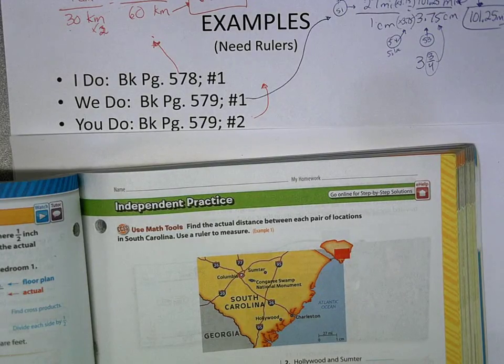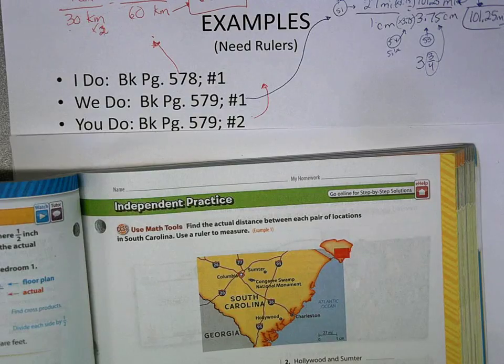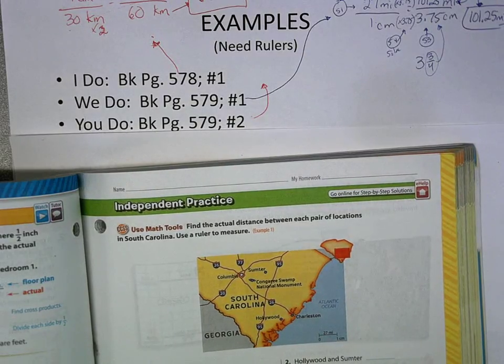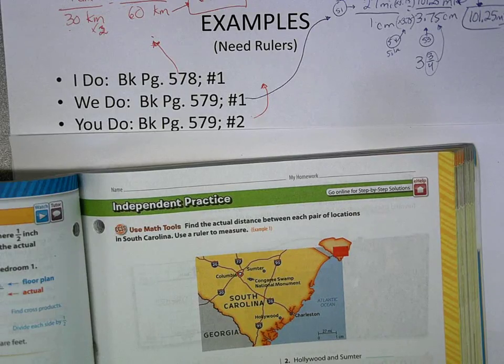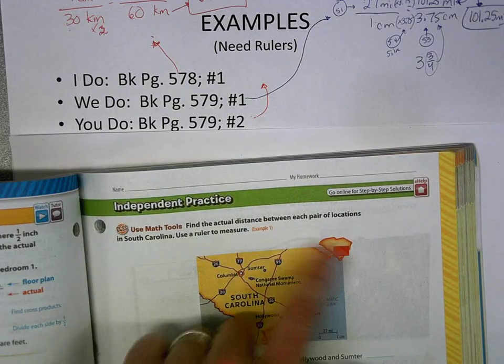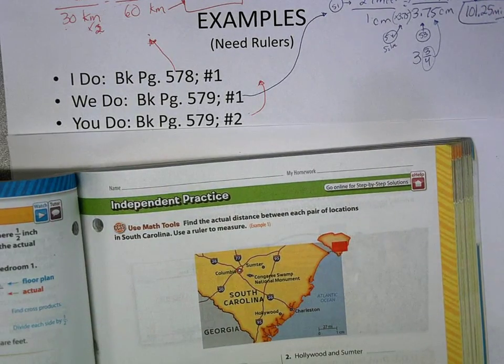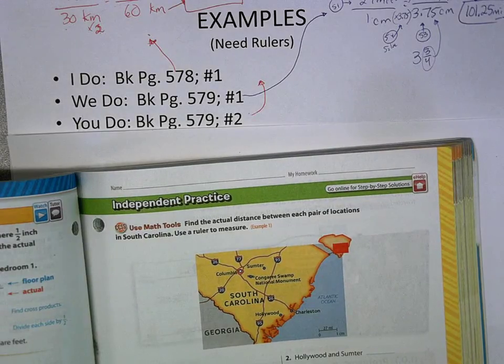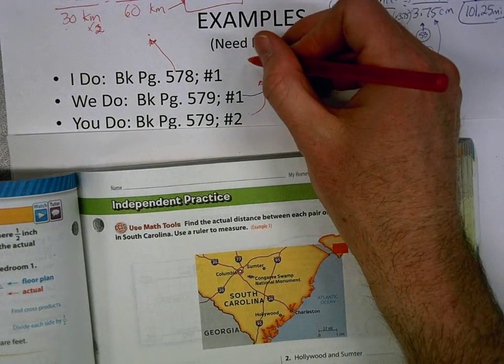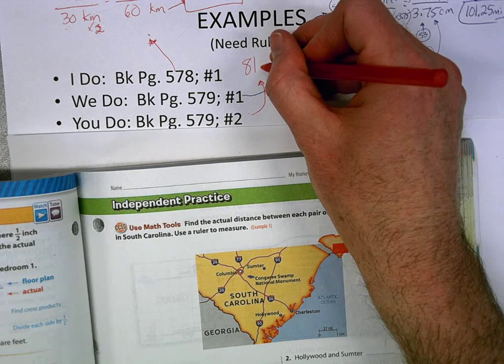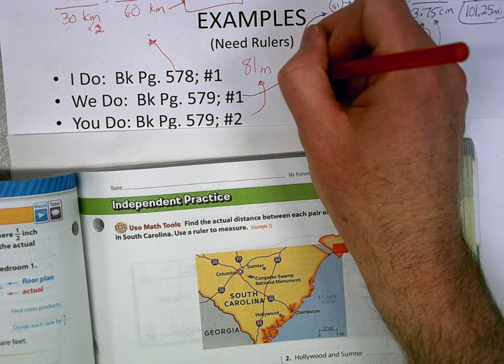Okay, seat 15. I did problem number 2 on the 17. I did say the very next problem, right? Okay, seat 17. You want the answer? Yep, please. I got 81 meters. All right. 81 meters. Agree, disagree.